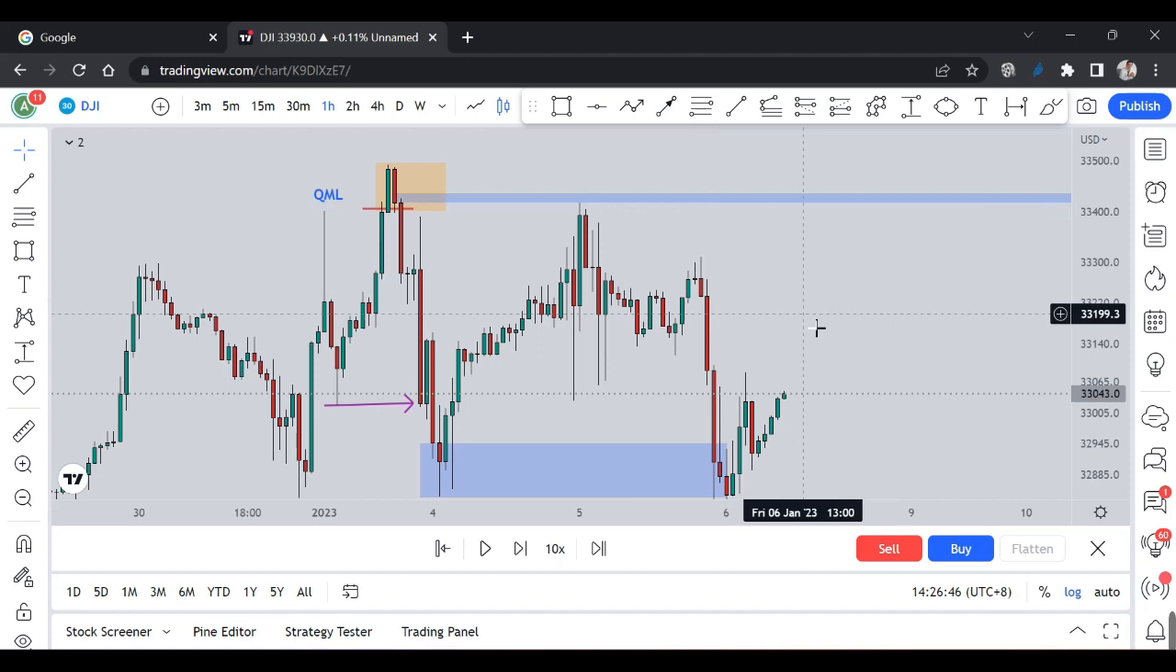So hopefully you learned a bit about supply and demand, and then further down into the QML, MPL, and decision point, and of course on refining the zone and refining your entry point.